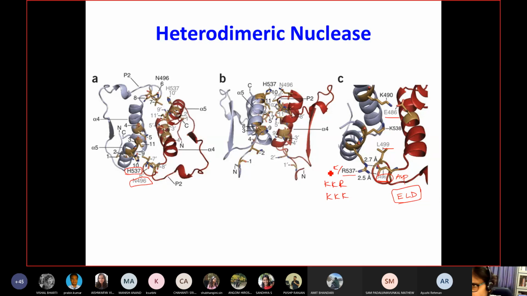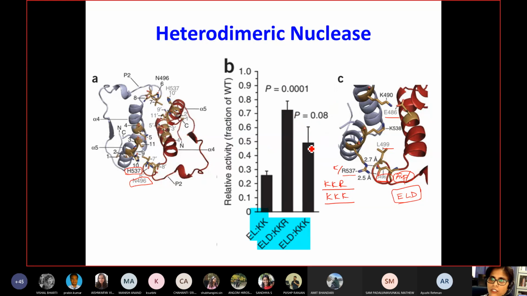So here they also changed it to, I think, arginine. So they had tested two or three mutants. In their case, aspartic acid was giving prominent results. So they changed it to the ELD mutant and the KKK mutant or KKR mutant. So what they found after all this checking: initially this was from the earlier EL to KK change. Now they checked ELD to KKR, and the formation of heterodimers was highest in this case.